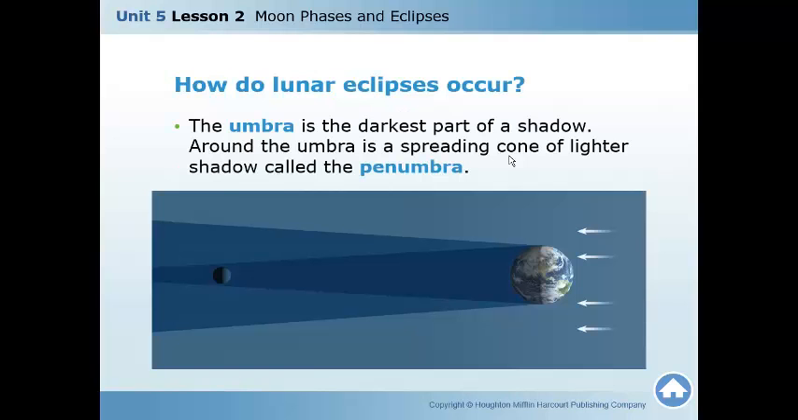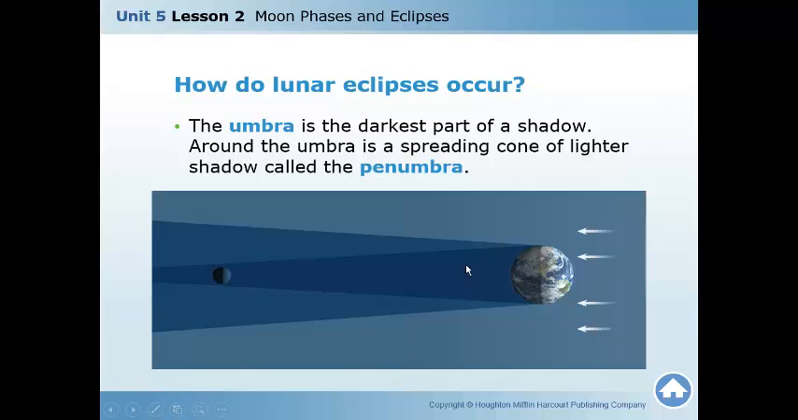So, the way I remember a lunar eclipse is I say the moon is a mess. So you have the moon, M-E-S. This is the sun over here. We have moon, Earth, sun, and a line. The moon is a mess. That's a lunar eclipse. The umbra is the darkest part of the shadow.